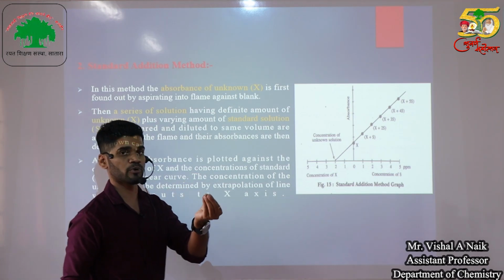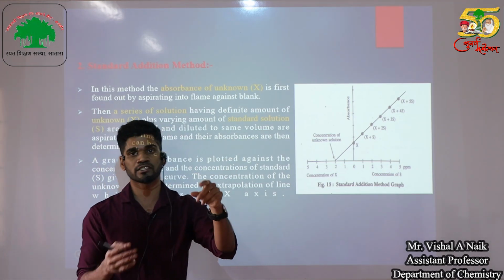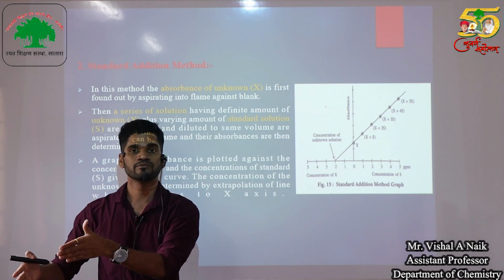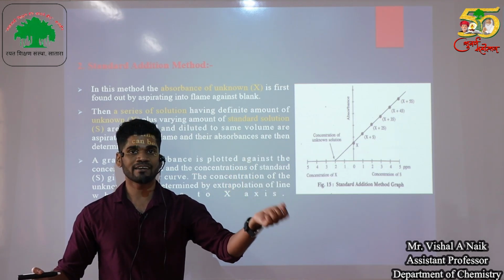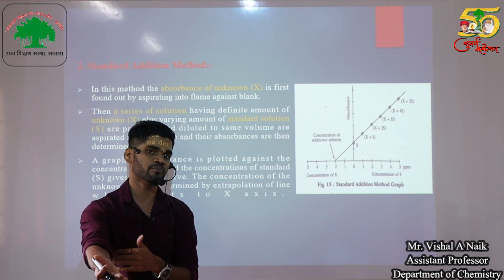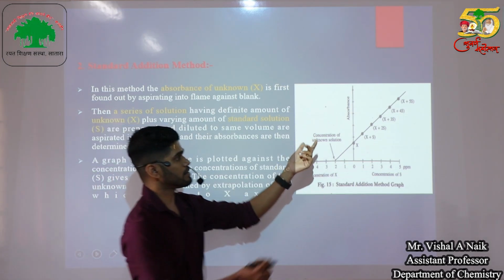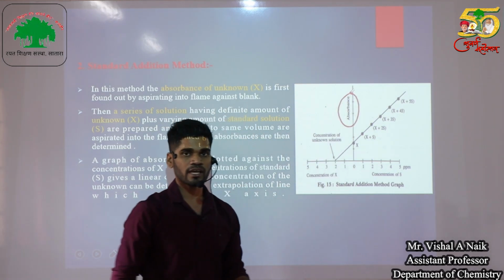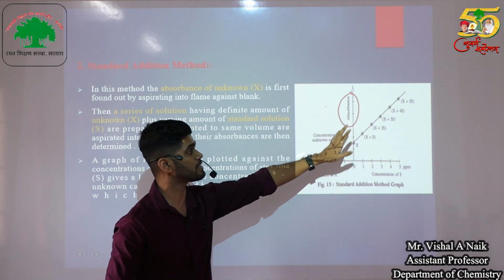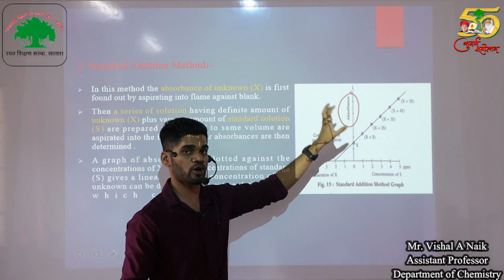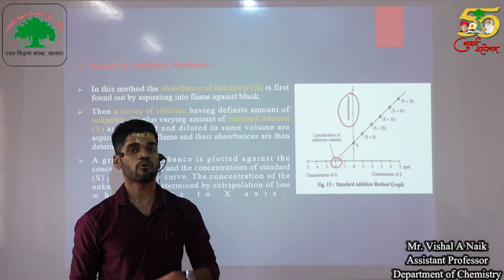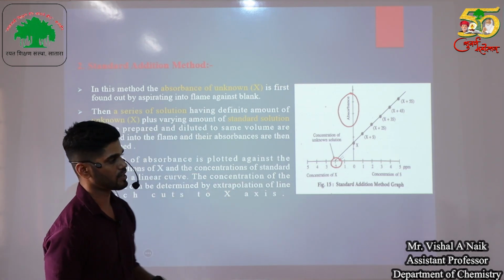In the standard addition method also, the procedure remains the same. There is an unknown sample solution, and the amount of unknown solution remains the same. So we again prepare a series of standard solutions. The same amount of unknown is added, and then the standard is added in varying amounts. One by one we aspirate them into a flame and determine the absorbance. In a flame emission spectrometer we determine the emission intensity; in AAS we determine the absorbance. So by plotting the graph and extrapolating it, on this side we get the concentration of our unknown sample solution.